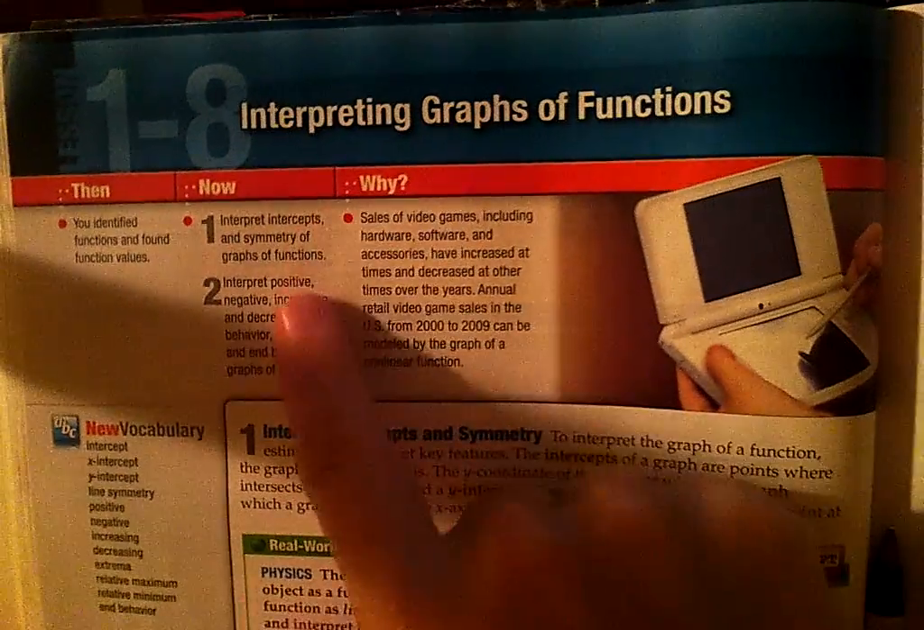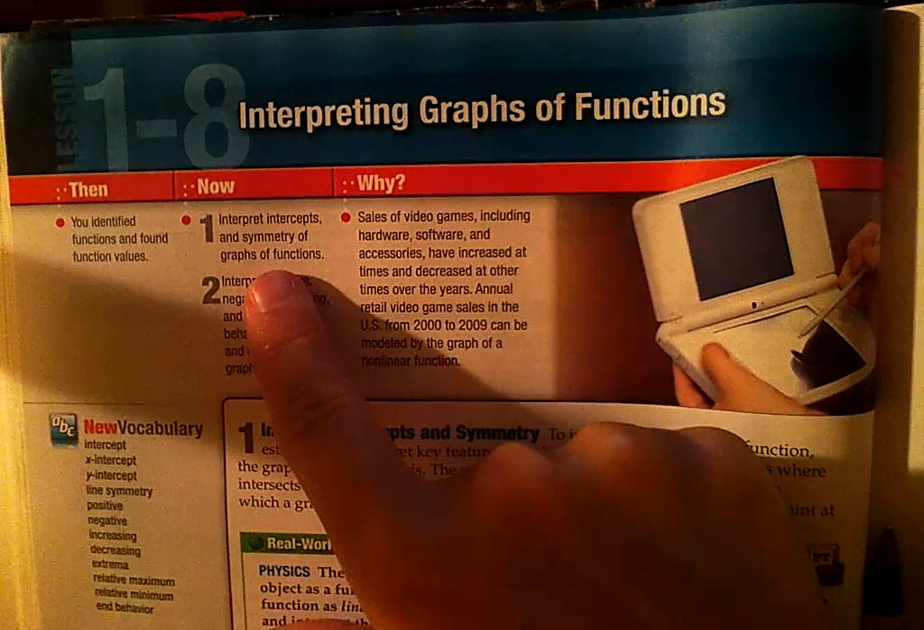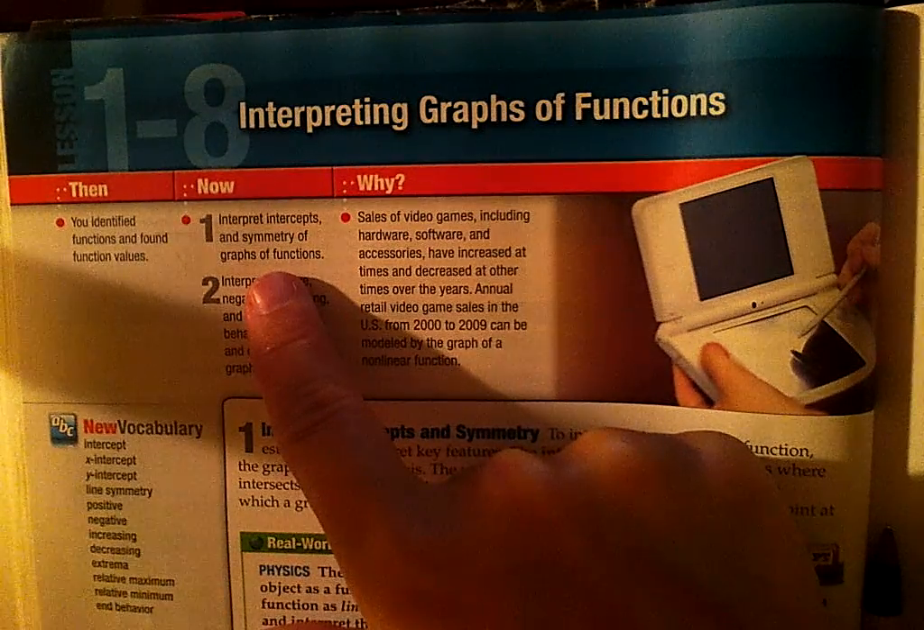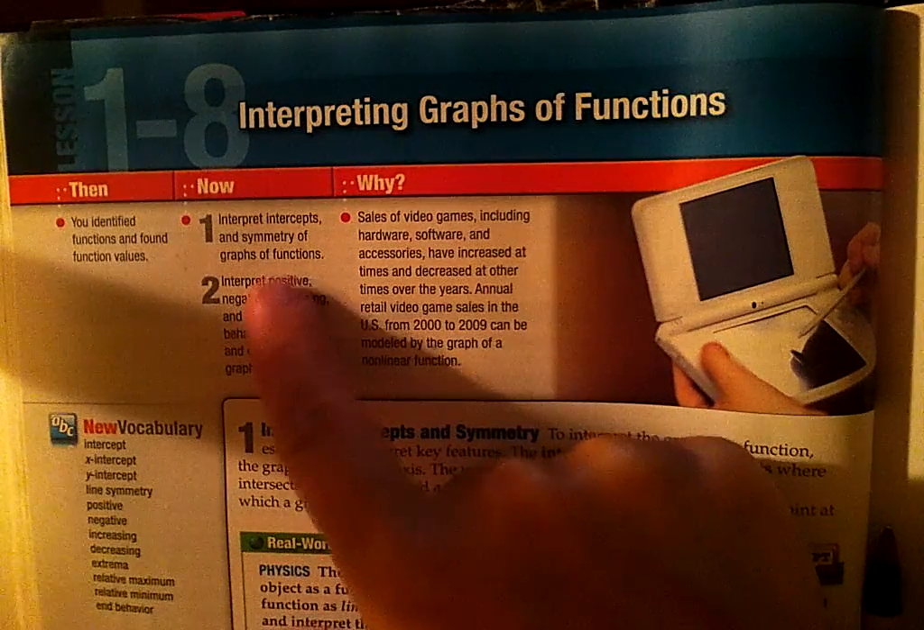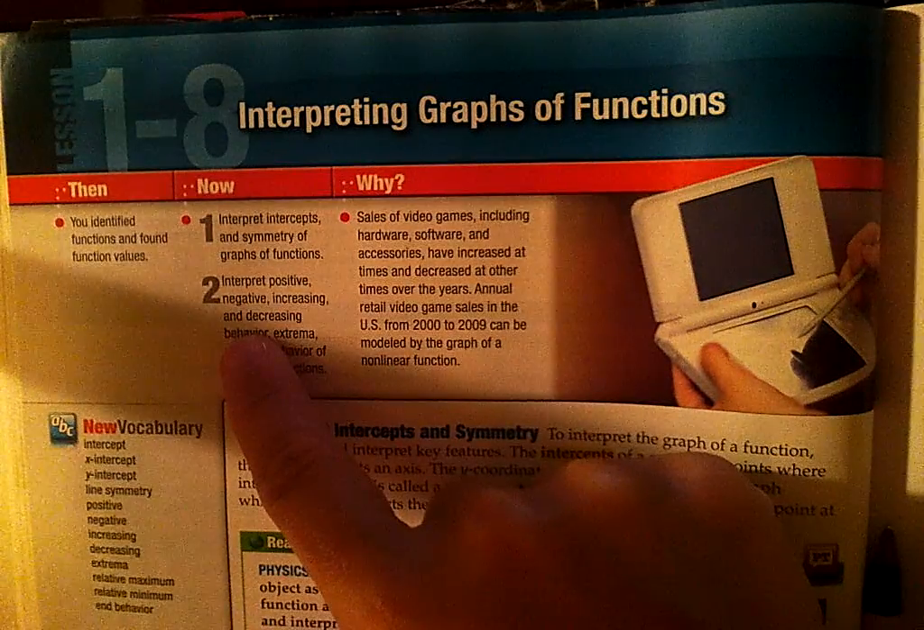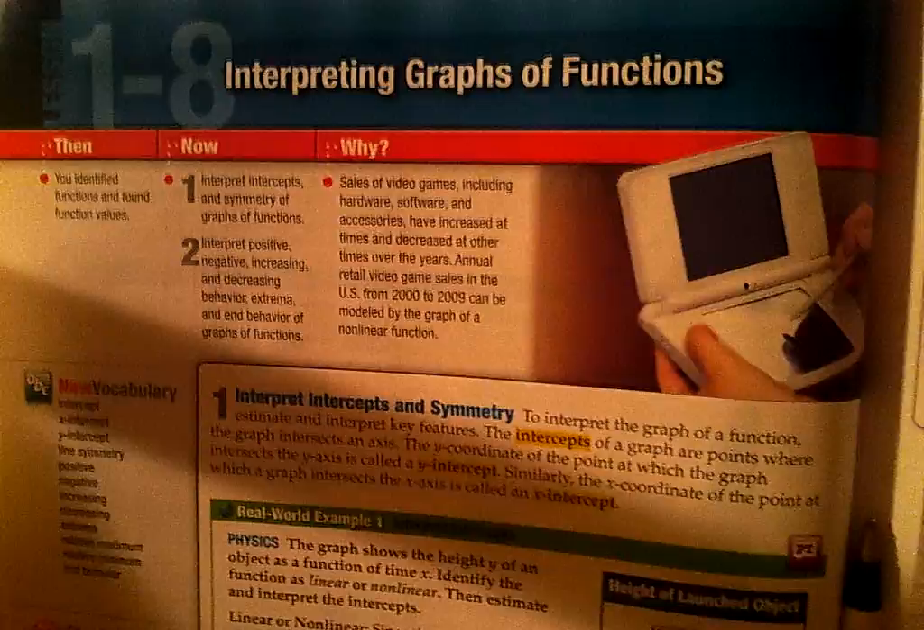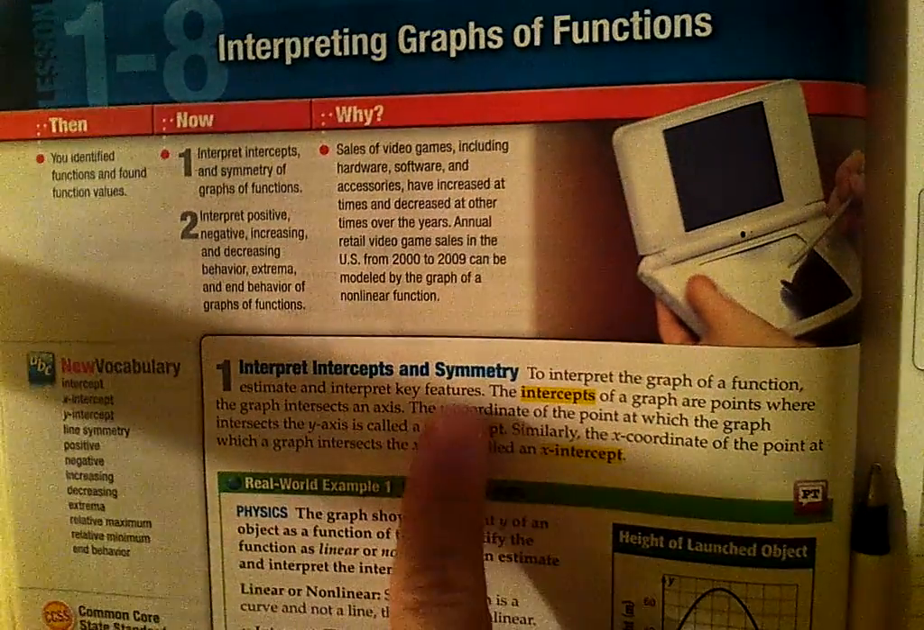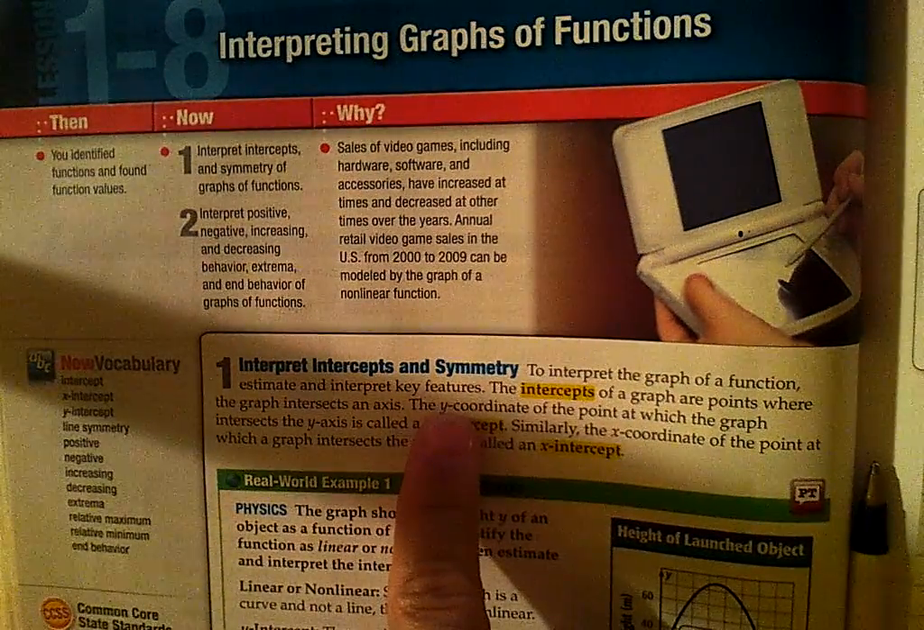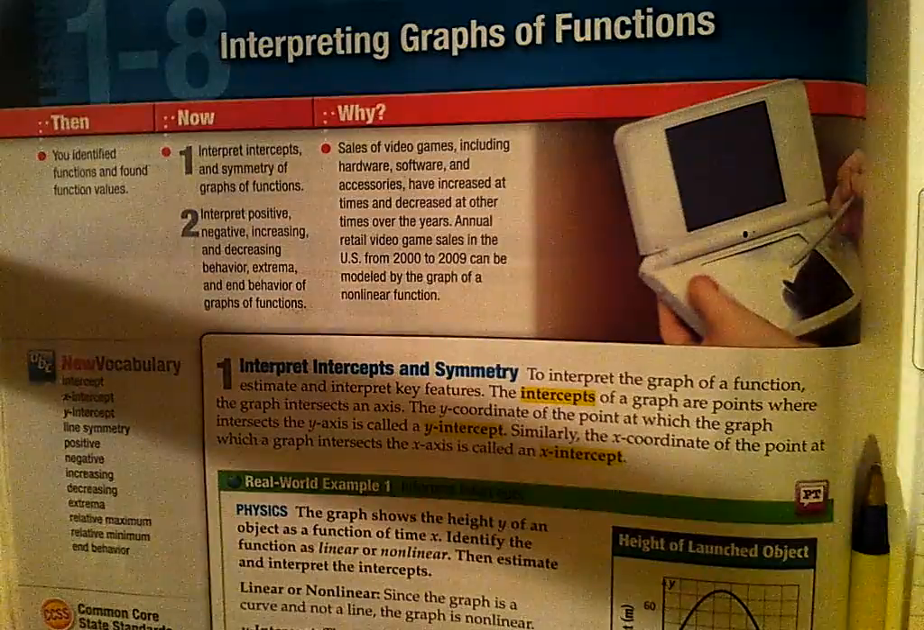Okay, read your goals here of this lesson. First one is interpret intercepts and symmetry of graphs of functions. And we'll get to the longer one later. This is going to be a two-part lesson probably because this is a long section. Start by reading your definitions here of x and y intercepts.